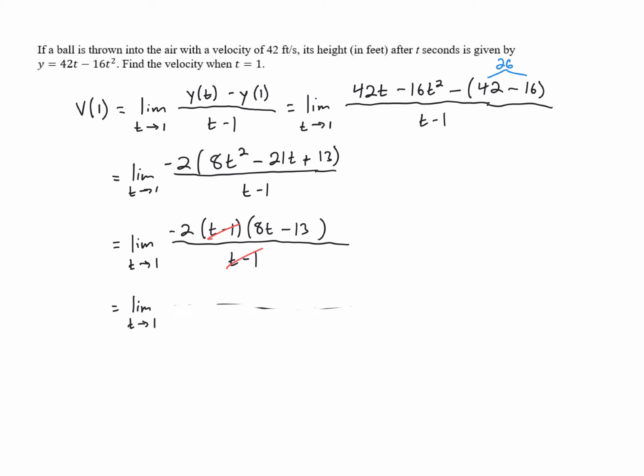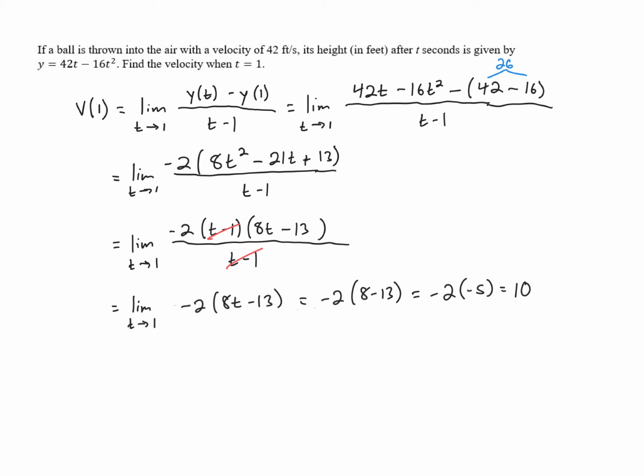So I haven't used the eraser in a while. I can use that. And then we've just got negative 2 times 8t minus 13. And we can use direct substitution here. When we plug in t equals 1, that's going to give us negative 2 times 8 minus 13. 8 minus 13 is going to be negative 5, and negative 2 times negative 5 is positive 10.